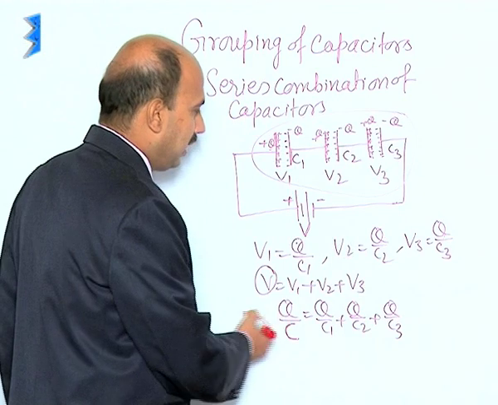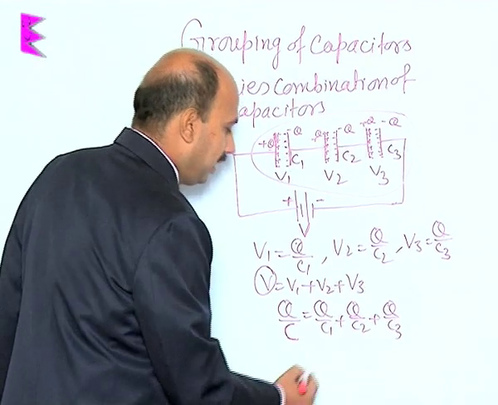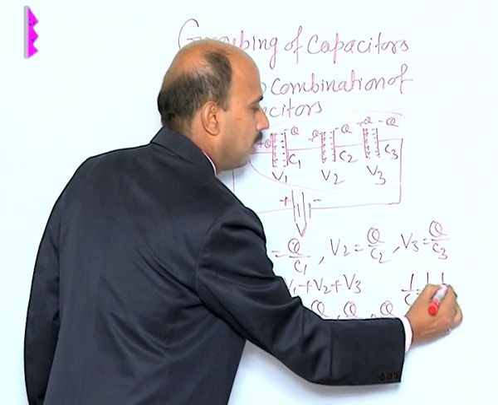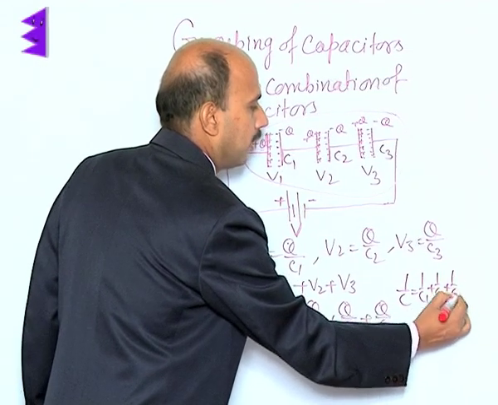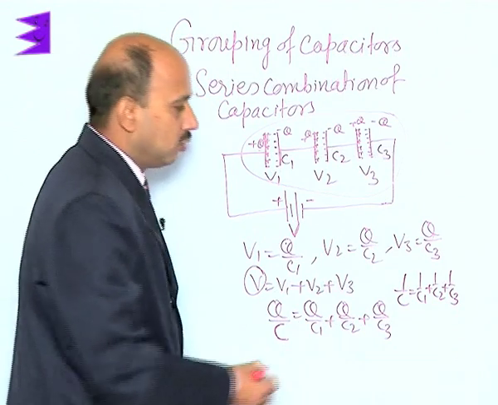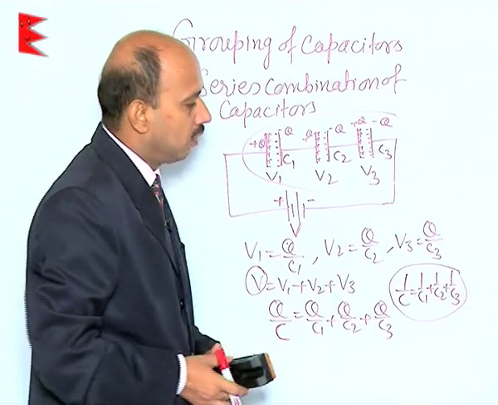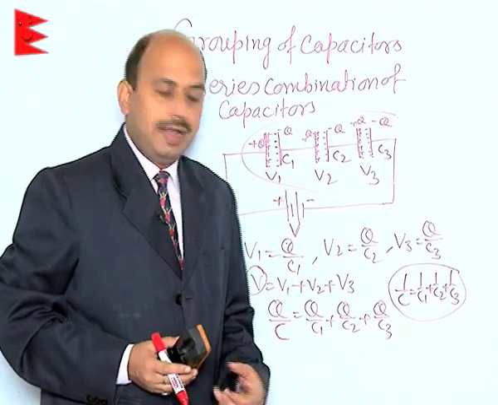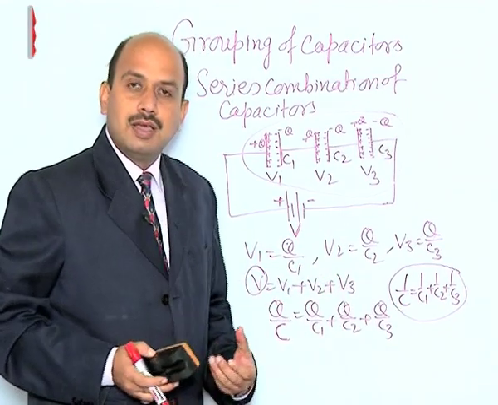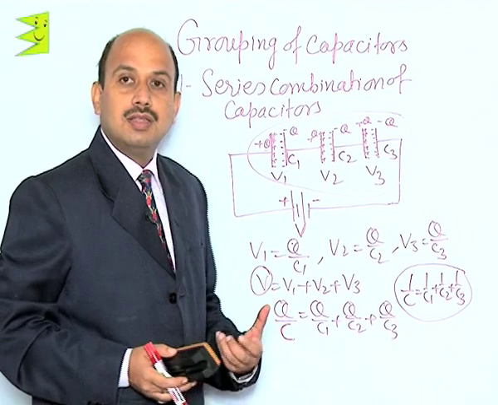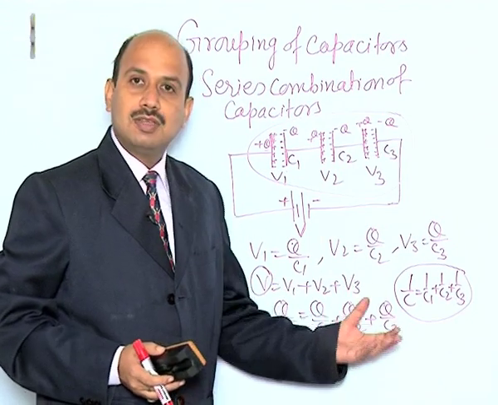Now, these Q will get cancelled. So, we will get 1 upon C is equal to 1 upon C1 plus 1 upon C2 plus 1 upon C3. This is the total capacitance in the series combination of the three capacitors. And from here it is clear that the equivalent capacitance is actually less than any individual capacitance.